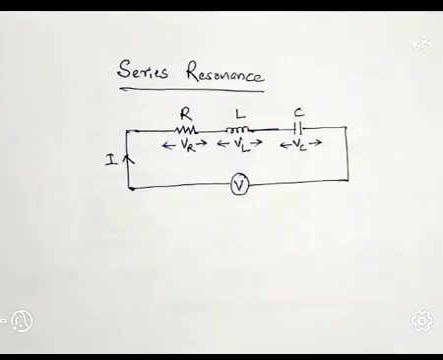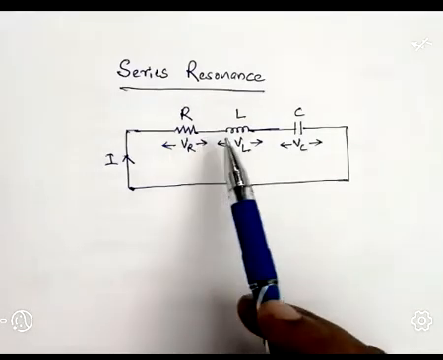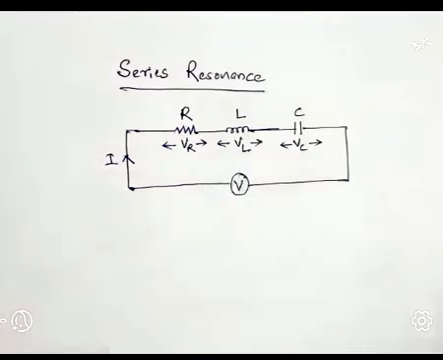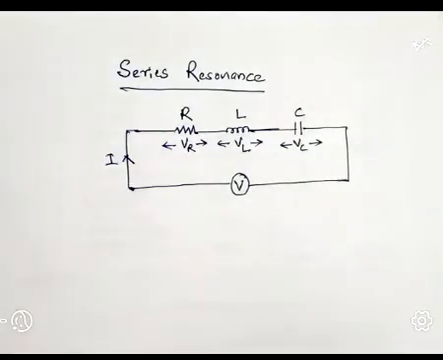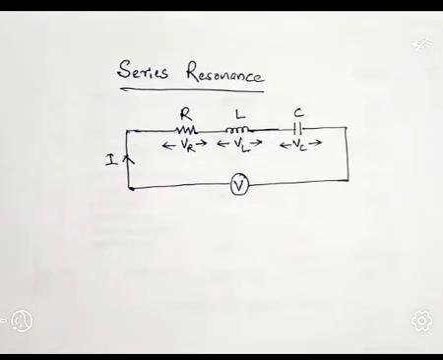Now, we are going to discuss series resonance. Here, I consider a resistor connected in series with an inductor and a capacitor. For that circuit, I applied the supply voltage V, and current I is flowing through the circuit. This is the series RLC circuit. We are going to calculate how much impedance there is.